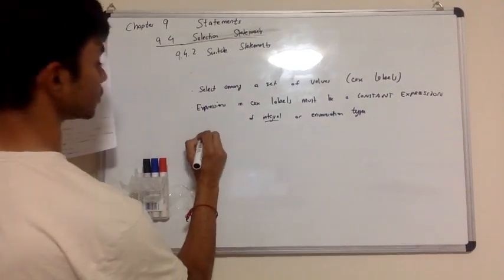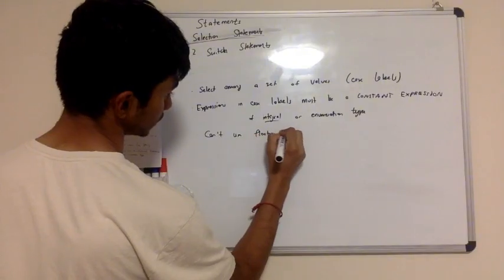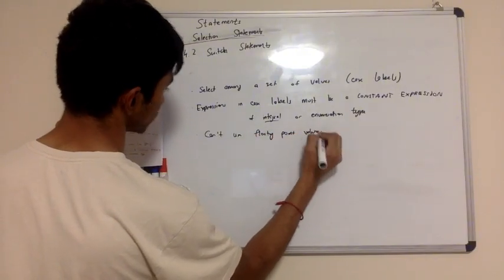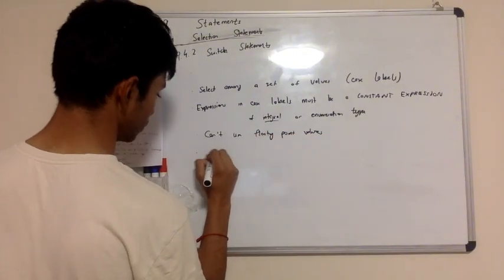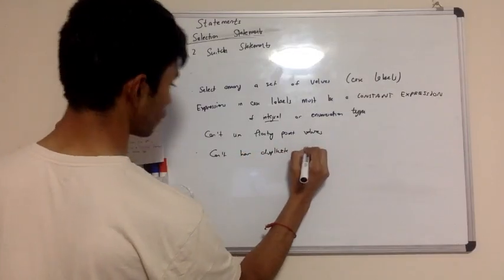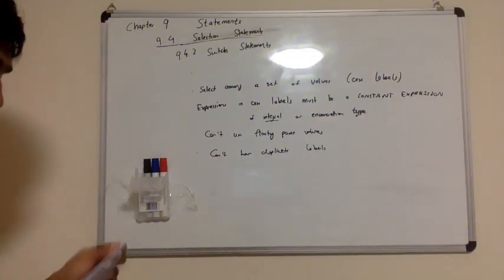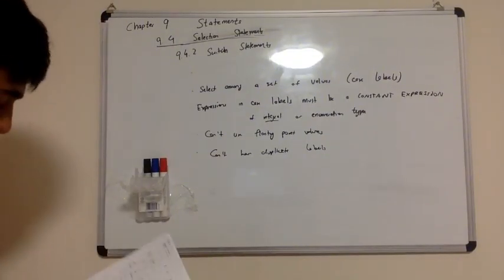A couple other rules: you can't use floating point values, so floats and doubles are out, and you cannot have duplicate labels. Now, it's very easy for me to write all this, but what am I actually saying? What is a case label? How would I actually use them? So we'll write a quick example.